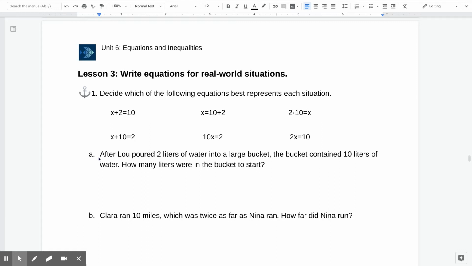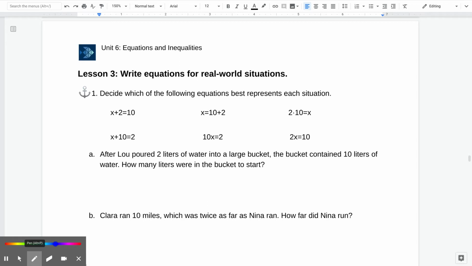And situation B says that if Clara ran 10 miles, which was twice as far as Nina ran, how far did Nina run? There are a lot of different strategies for figuring out equations. One that connects to a strategy we've used before is to draw the situation. You know I love tape diagrams, so I'm going to use a tape diagram here.